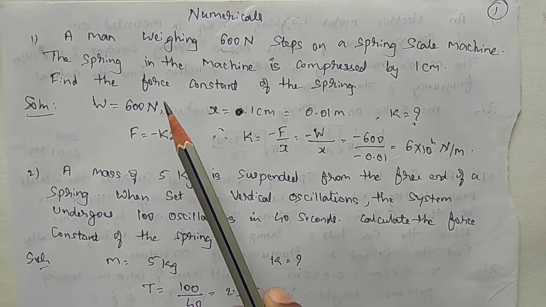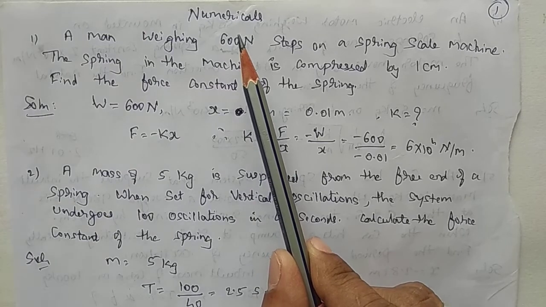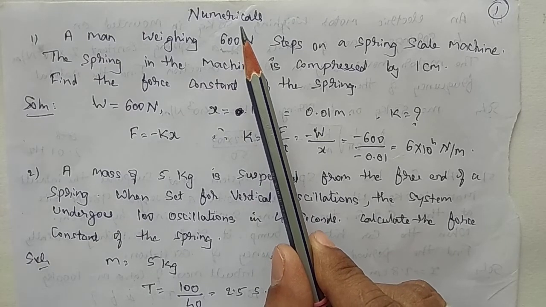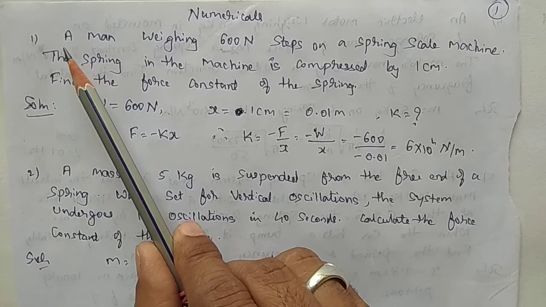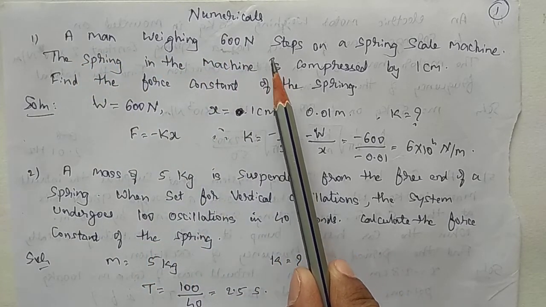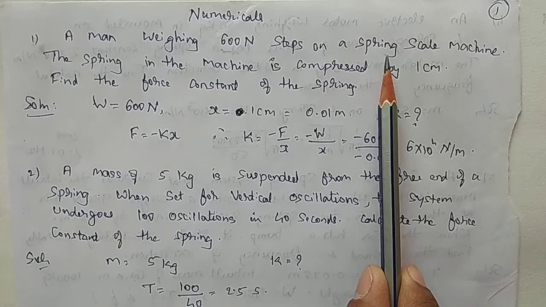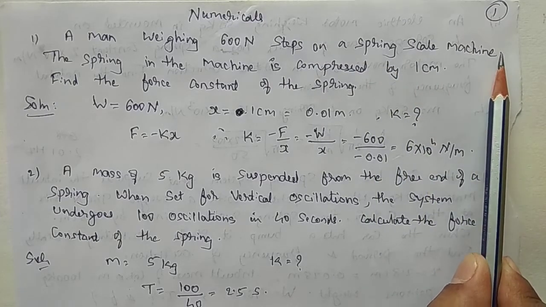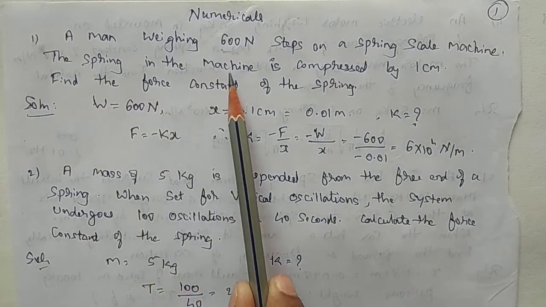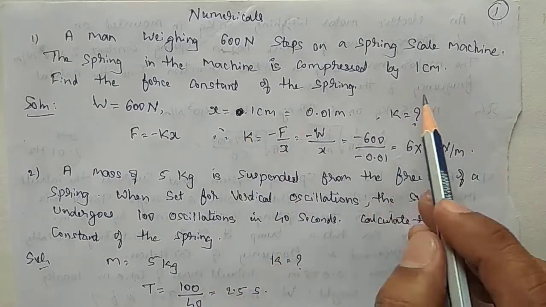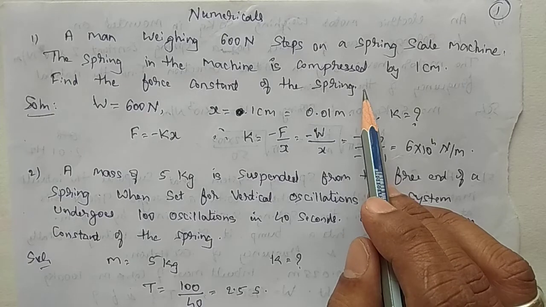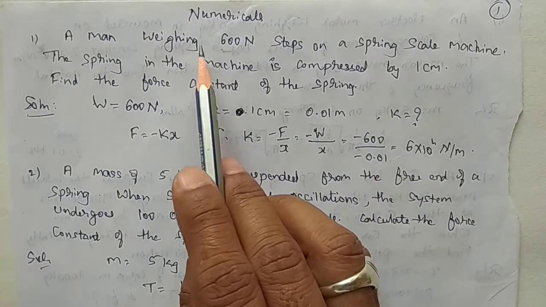So today we are going to solve the numericals on the first module, the oscillations and the waves. And the first numerical goes like this. A man weighing 600 Newton steps on a spring scale machine. The spring in the machine is compressed by 1 centimeter. Find the spring constant.